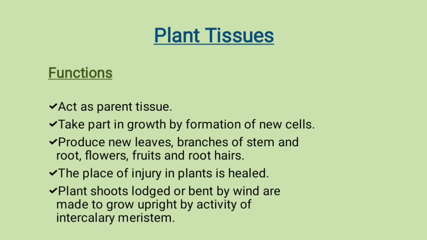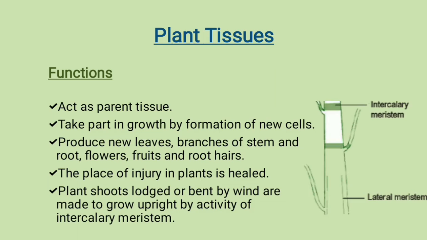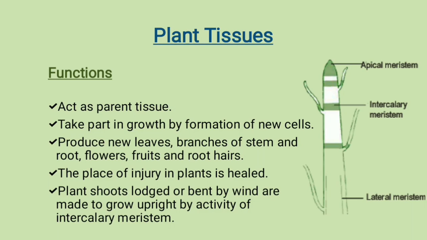The place of injury in plants is healed up by the formation of new cells or meristems. Plant shoots, lodged or bent by wind, are made to grow upright by activity of intercalary meristems. From this picture, it will be more clear to you all.